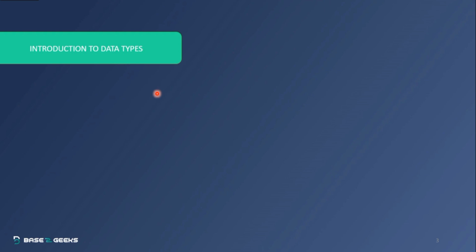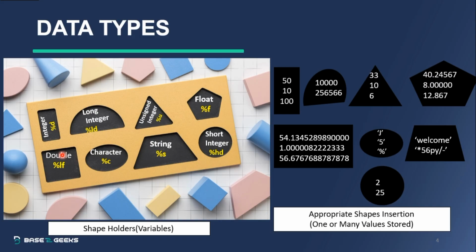First and foremost, we are going to start with the introduction of data types. See friends, this is an example that we took up in the last video, isn't it? Do you all remember? Yes. This is a shape, and these are all different types of shapes that we are going to implement, and under each and every shape we are going to insert the objects. The same example I have taken here, right?